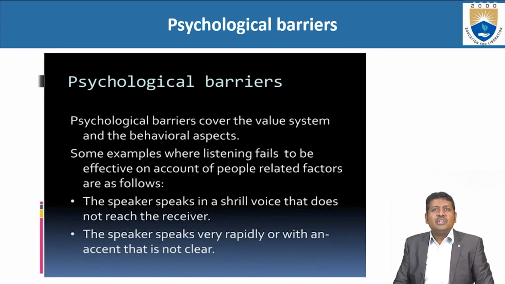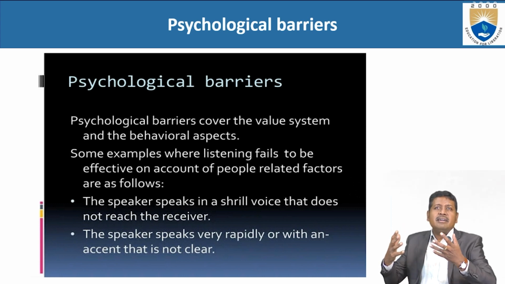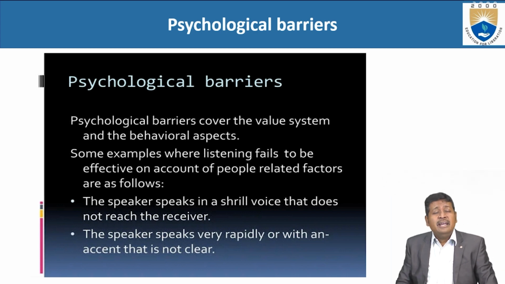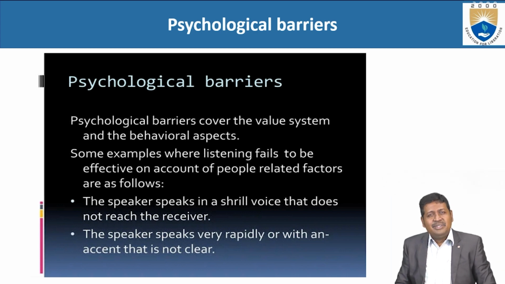Okay, fine. Psychological barriers. What are these psychological barriers? Well, they cover the value system and the behavioral aspects. Some examples where listening fails to be effective on account of people-related factors are: the speaker speaks in a shrill voice that does not reach the receiver. That means the voice is not properly audible. The speaker speaks very rapidly or with an accent that is not clear. That means either the speaker is speaking too fast or too slow. Too slow also might put the listeners off. The interest is lost in the process of listening.